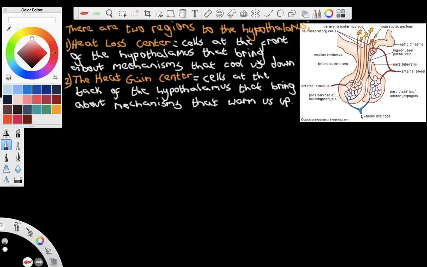So at the front of the hypothalamus, we've got the heat loss center, which brings about sort of things that help us to cool down. And we've got the heat gain center at the back of the hypothalamus that help us bring about how to warm up. So let's think now about how both of these work and what they bring about. Okay, I am going to refresh the screen so that I've got more space to use.